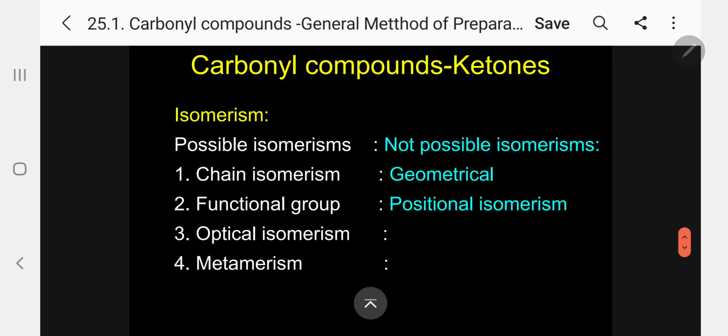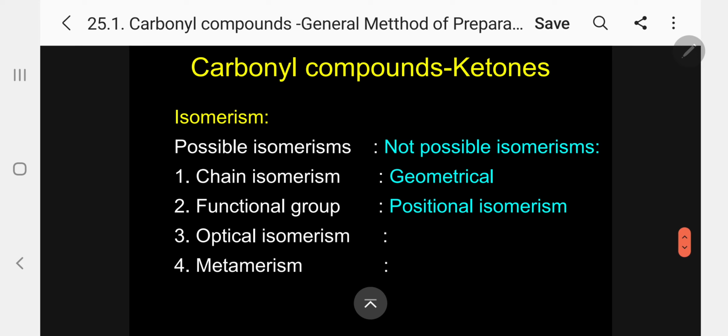Coming to ketones, please follow. Under the ketones, what isomerism is possible? Chain possible, functional group possible, optical possible, additionally metamerism possible. Because I told you to show metamerism, what is the condition? Any functional group having divalency will occupy the center of the chain. Aldehyde is monovalent, so it will not show it. Only ketones show metamerism here.